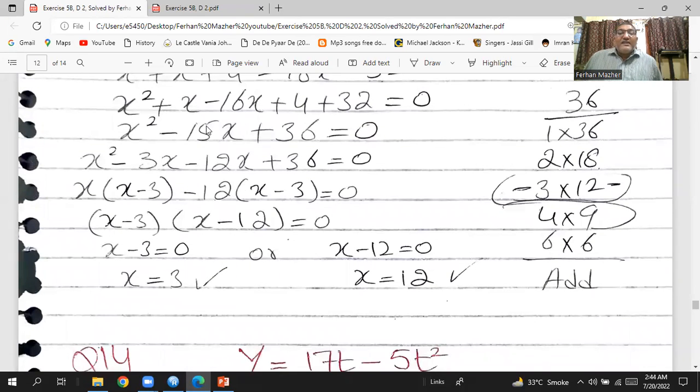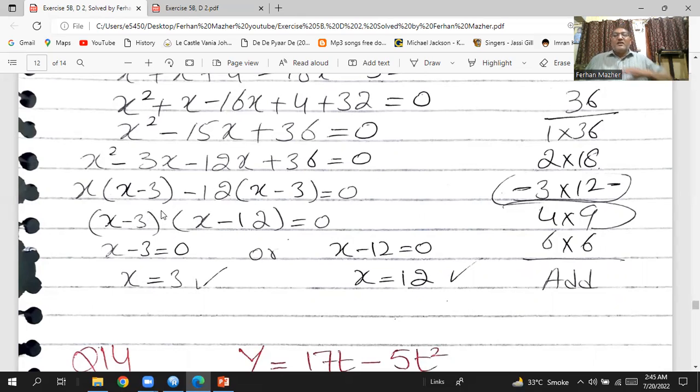Now we will write the multiplier of the extreme term. You get 36. We will write the pairs of 36: 1 into 36, 2 into 18, 3 into 12, 4 into 9, 6 into 6. With the third term you have a positive sign, so I will write here add. I'm looking for the pair which by addition will give me minus 15, so I will give both of them a negative sign. So you will have x square minus 3x minus 12x plus 36 equals 0. We will have (x minus 3) in one bracket and (x minus 12) in the other bracket equals 0.